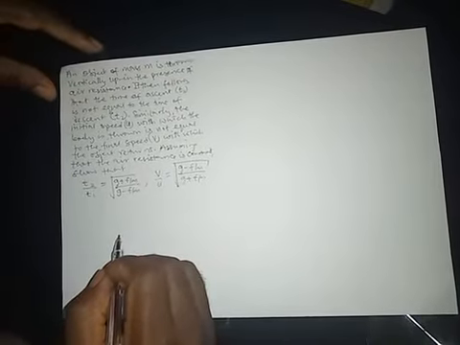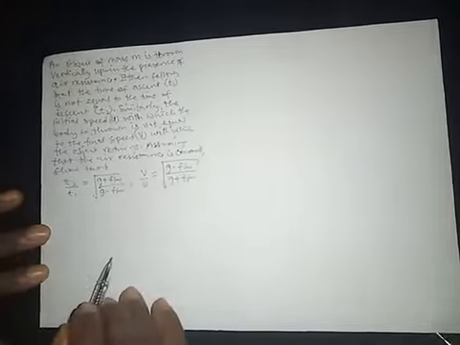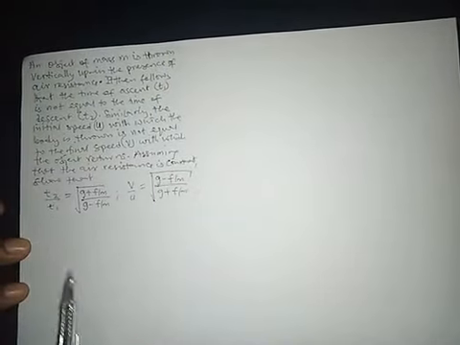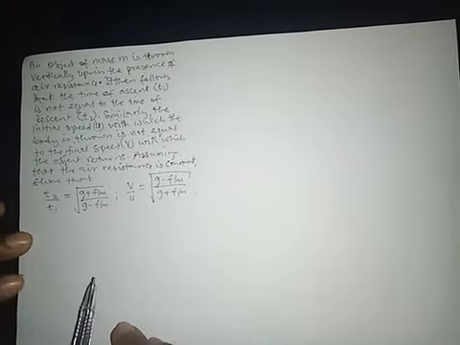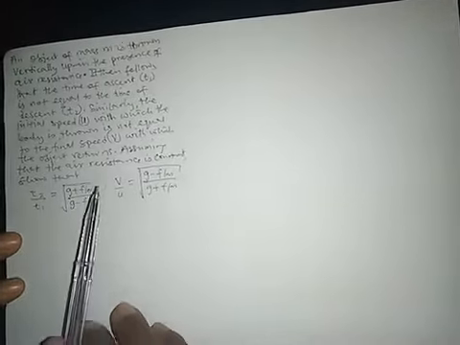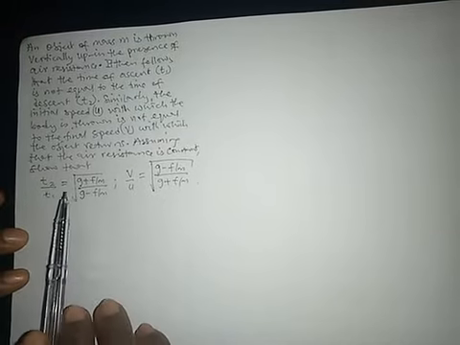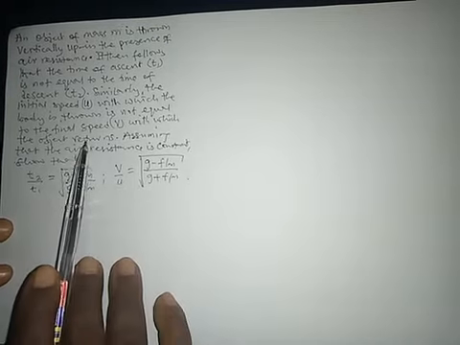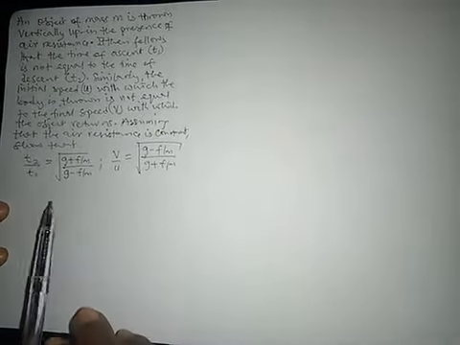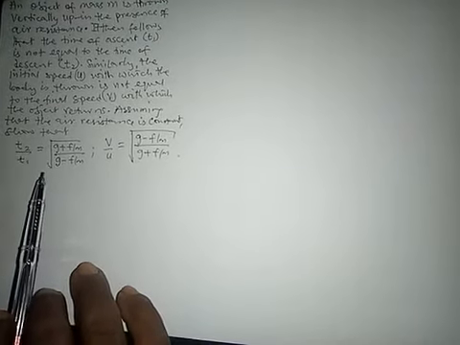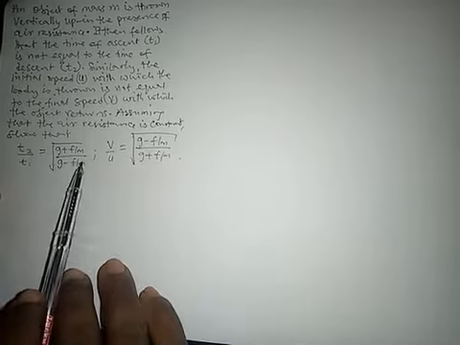Let us look at this example. An object of mass m is thrown vertically up in the presence of air resistance. It then follows that the time of ascent, which is t1, is not equal to the time of descent, t2. Similarly, the initial speed u with which the body is thrown is not equal to the final speed v with which the object returns.